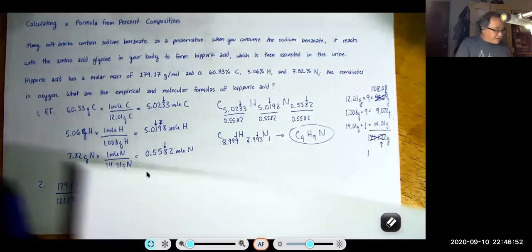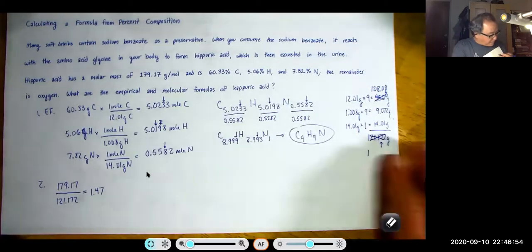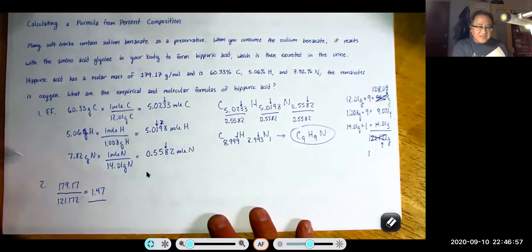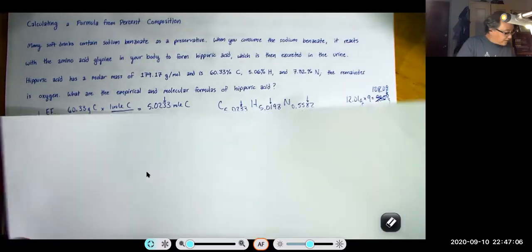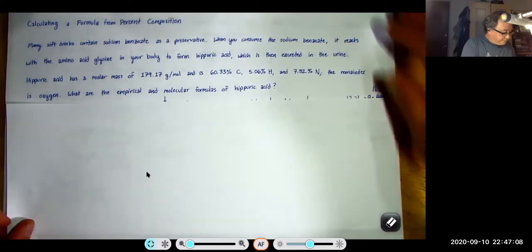You see me screw up? You see we get a problem here where this multiplier is not a whole number. It should be a 1, a 2, or a 3. And so what's the solution? The solution is Tony screwed up. Okay, so let's try again.